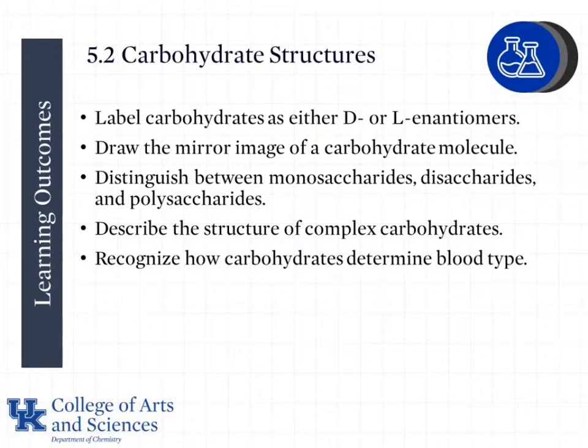In this lesson, we are going to label carbohydrates as either D or L enantiomers. We're going to draw the mirror image of a carbohydrate molecule. We're going to learn to distinguish between mono, di, and polysaccharides, and how polysaccharides function as complex carbohydrates. And we're also going to recognize how carbohydrates determine blood type.